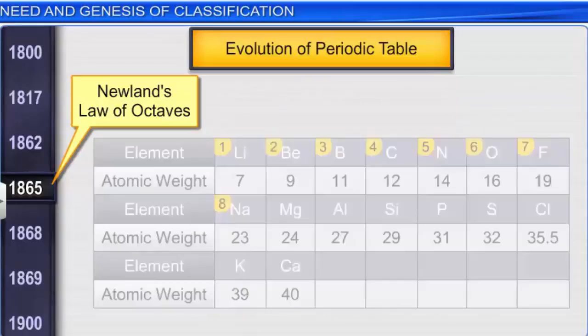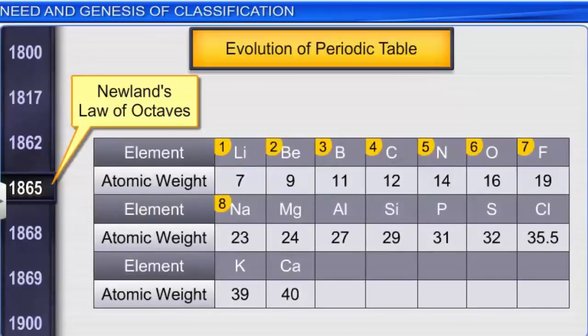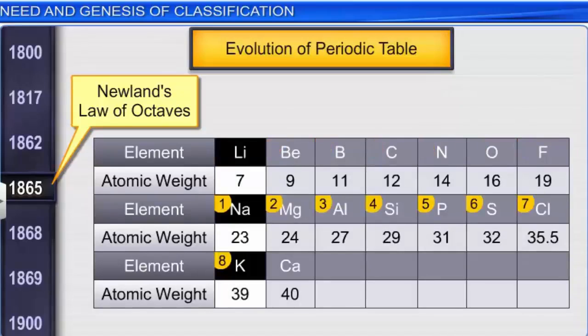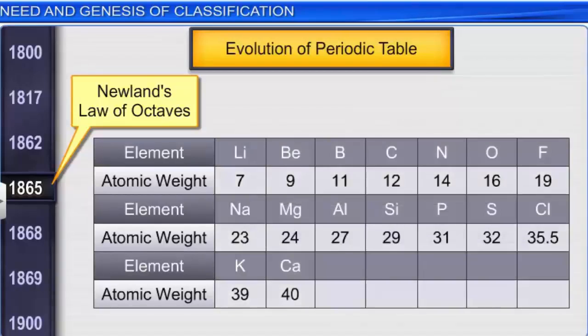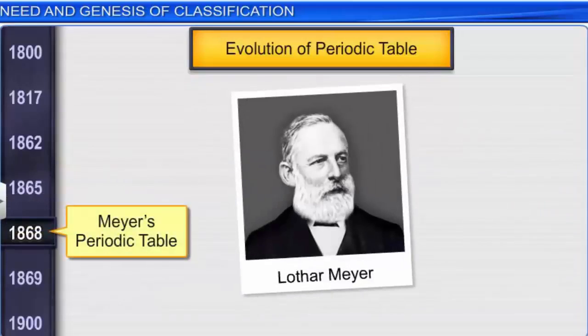For example, in Newlands' periodic table, the eighth element after lithium is sodium, and the eighth element from sodium is potassium. All these elements are similar in their chemical properties. However, Newlands' law of octaves was not found to be true for new elements found after calcium. This led the German chemist Lothar Meyer to develop a table of the elements that closely resembles the modern periodic table.